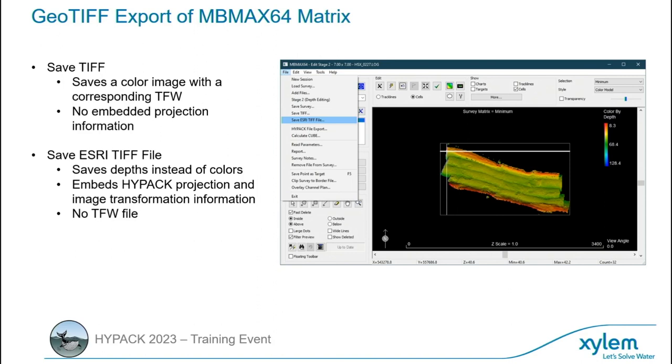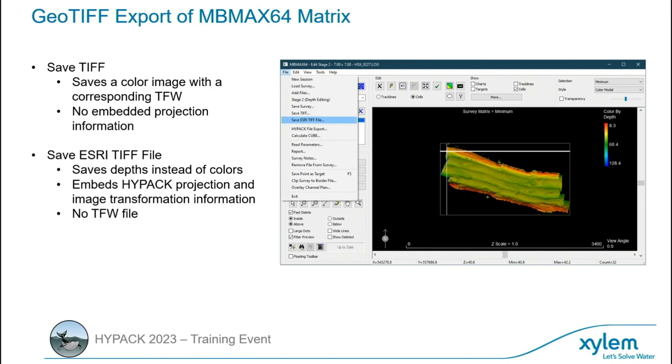But then we have another option in there now, which is called Save Esri TIFF file. Instead of saving an image as colors, it saves the actual depth values inside of the picture. So instead of writing RGB colors, it writes just a depth number. And Esri can look at that. There's a tag that says, oh, this isn't an RGB color, this is a 32-bit floating point value. And Esri will read that, and you have much more accurate data inside of that TIFF now, instead of just colors, right?